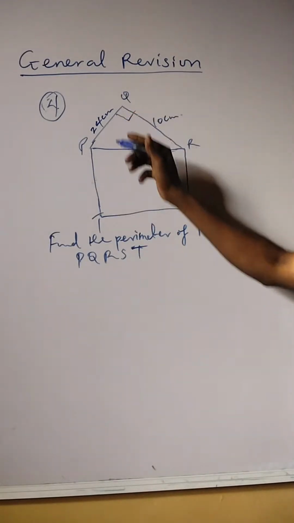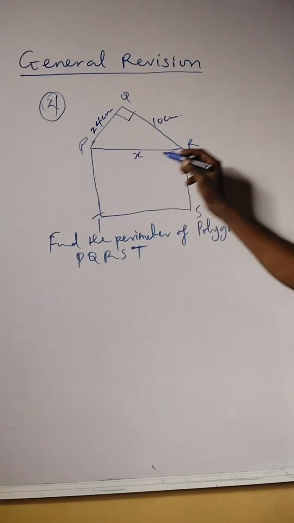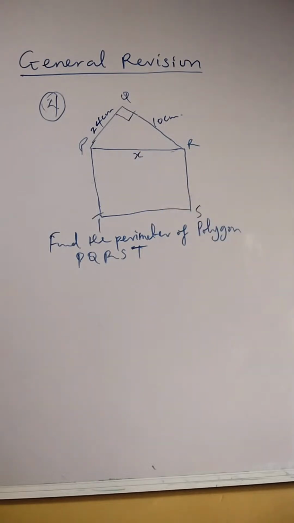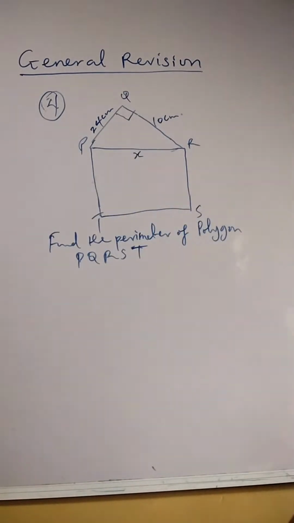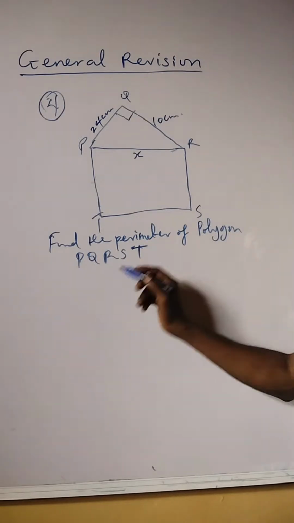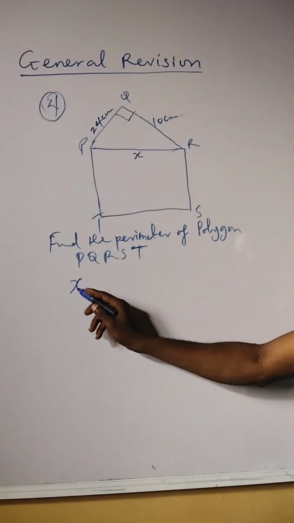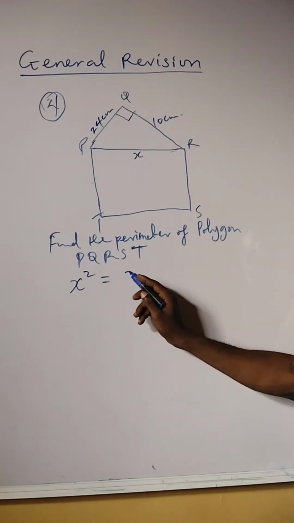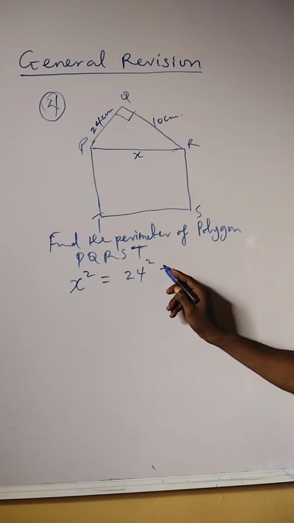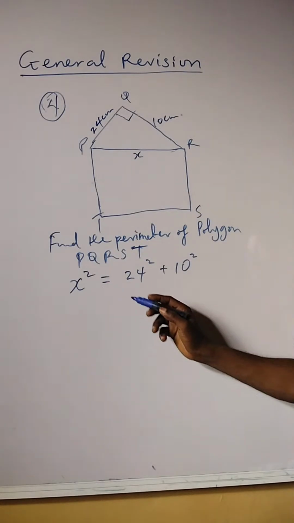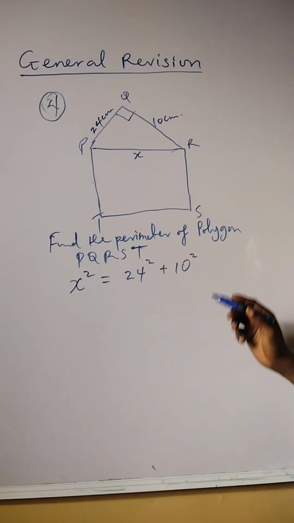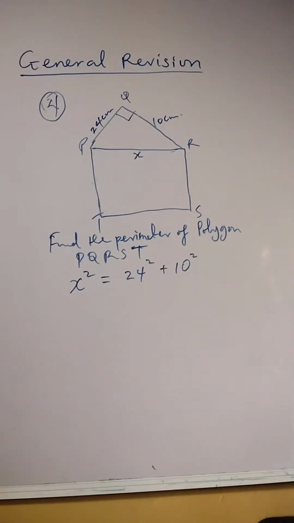Now we already know 2 sides. We need to know this, and this. And these 3 sides here, we have the same thing. Once we get the value of x, we have known these 3 sides. Why? Because that shape is a square. So let's apply Pythagoras theorem. We have x squared equals 24 squared plus 10 squared. That's in any right angle triangle. The square of the hypotenuse is equal to the sum of the squares of the 2 other sides.